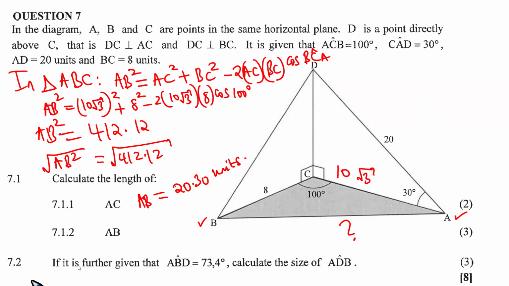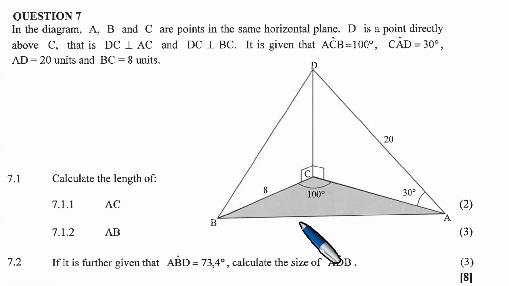7.2 is next. We've seen that AC is 10 root 3 and AB is 20.30. Now we want to calculate the size of angle ADB, this one here. If it is further given that angle ABD is 73.4 degrees, calculate the size of the angle ADB.